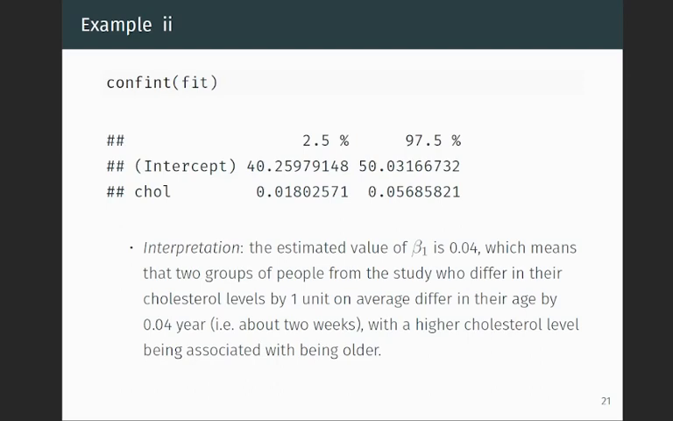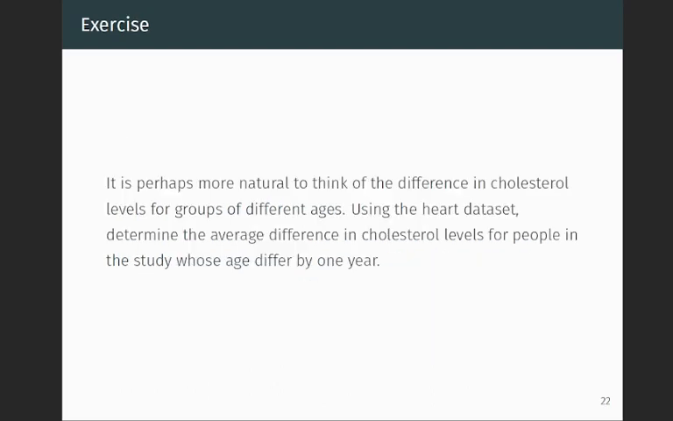If you read this out loud, then you may realize that maybe it would make more sense to run the linear regression in the opposite order, with cholesterol as being the outcome and age being the covariate. Otherwise we get this weird interpretation, but it's still a valid interpretation. Okay, and so I'm leaving this as an exercise to actually do the opposite linear regression and use this to determine the average difference in cholesterol levels for people in the study whose age differ by 1 year. So pause the video and give that exercise a try.